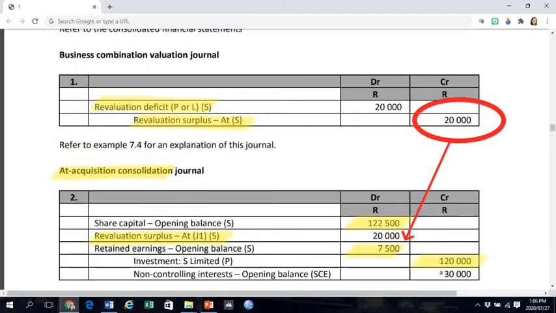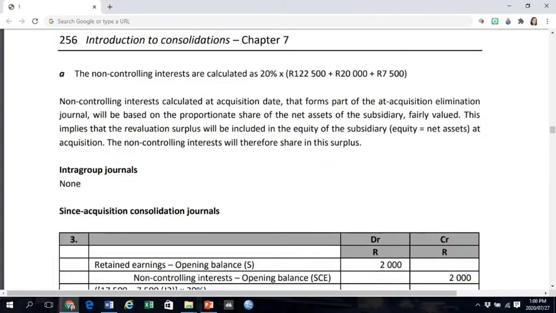And now we have to measure NCI. This is new in this example. According to the additional information, NCI is measured at their proportionate share of the net assets of the subsidiary. Let's see how this 30,000 Rand was calculated. It is calculated as 20% of the net assets of the subsidiary at acquisition date.